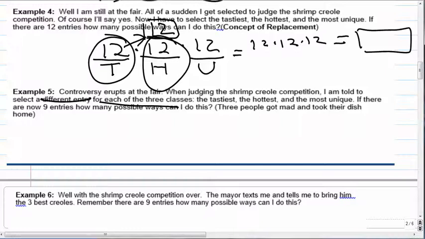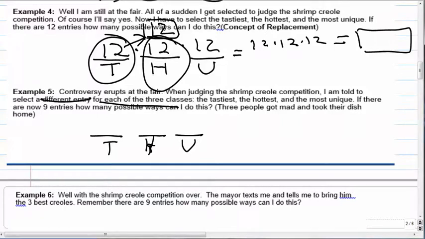Whoa, we also find out that there are only 9 entries. But I'll find that out in a little while here, okay? Because I got an order here. The first thing I should be considering, what do I need to do? Well, I'm told I got to pick the tastiest. I need to pick the hottest. I need to pick the most unique.